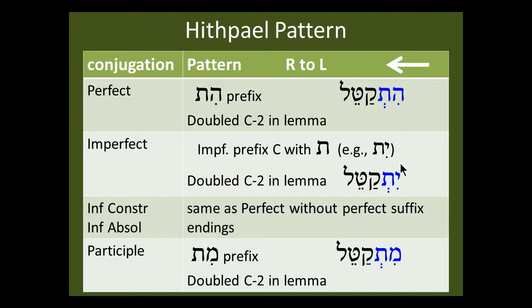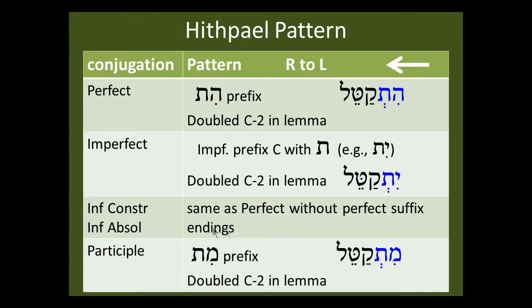In the imperfect, you will have your prefix consonant plus the tav. So yith, tith, eth with aleph, nith, that sort of thing. You have prefix consonant plus your tav, and then doubling in the second consonant: yith, katel.